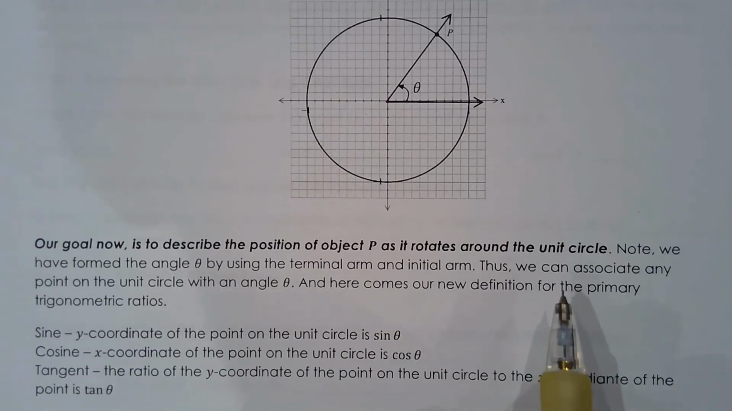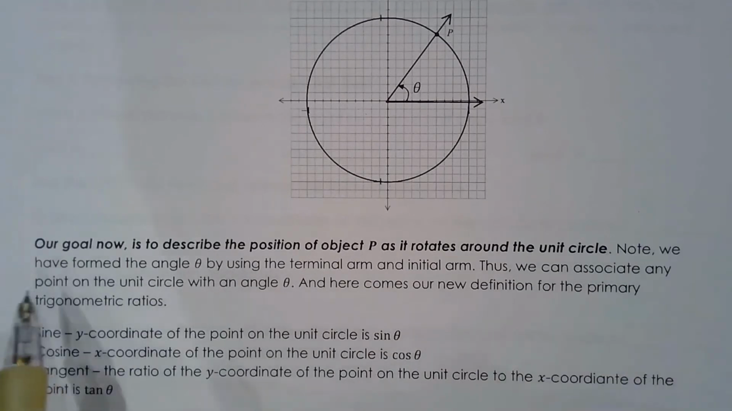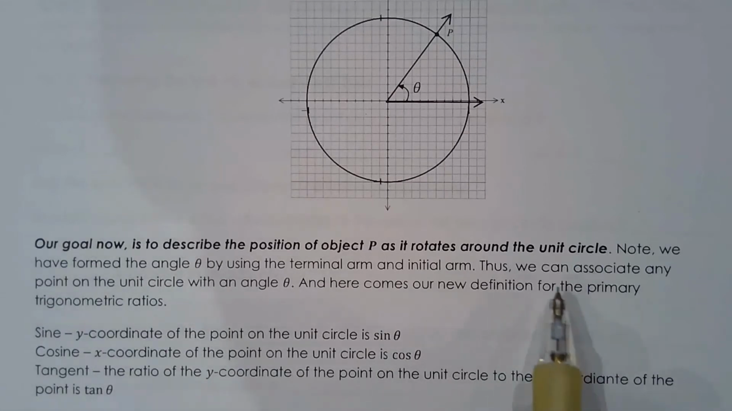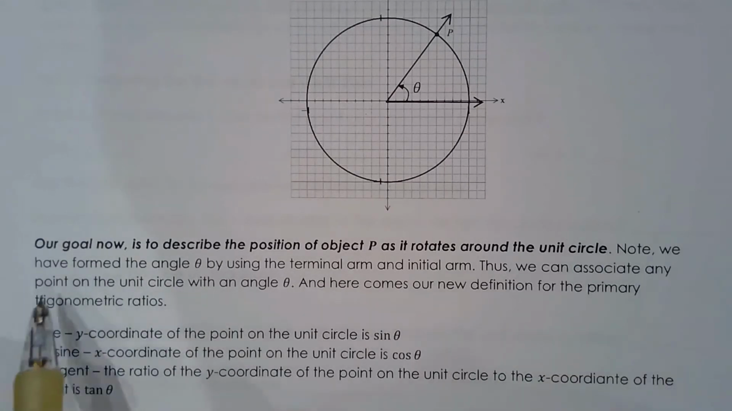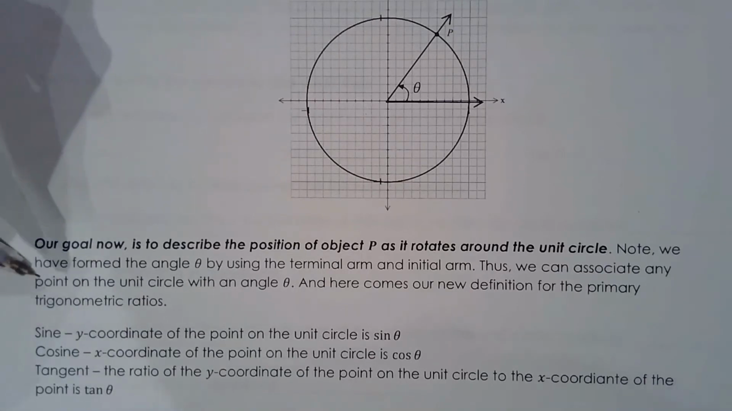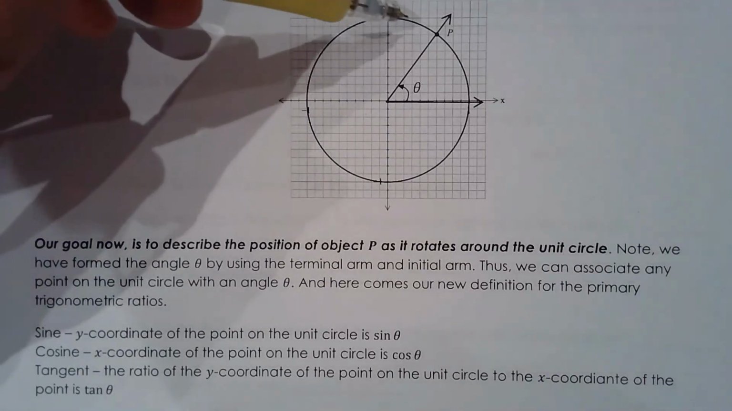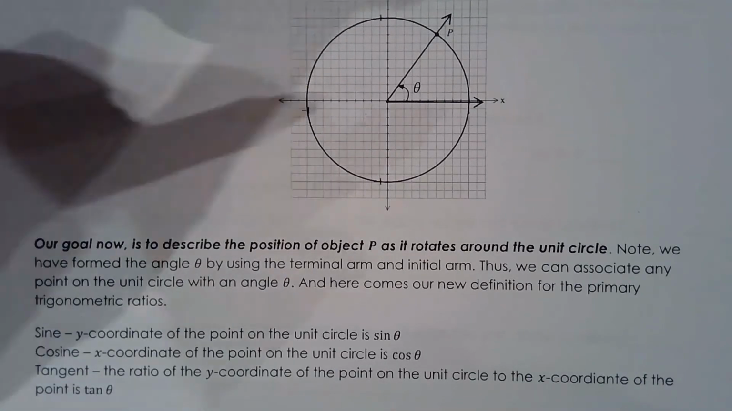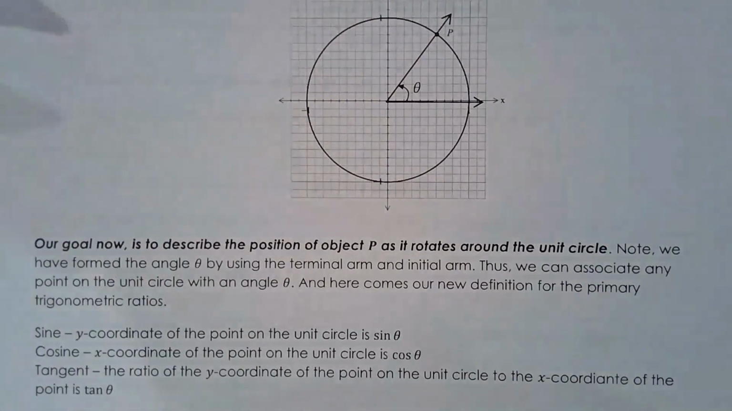I'll read that one more time because that was critical. We can associate any point on the unit circle with an angle theta. So if you tell me theta is 74 degrees, that will give me a unique point on the circle. That will give me a single point on the unit circle. If you give me an angle of 197 degrees, that will give me another point on the unit circle.